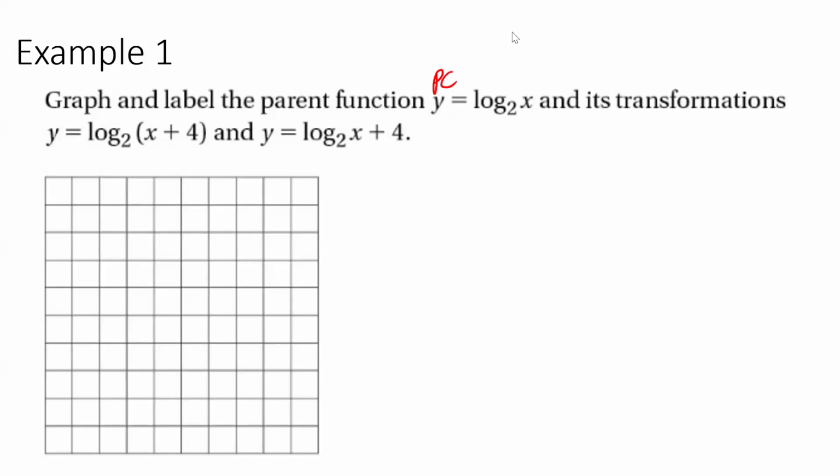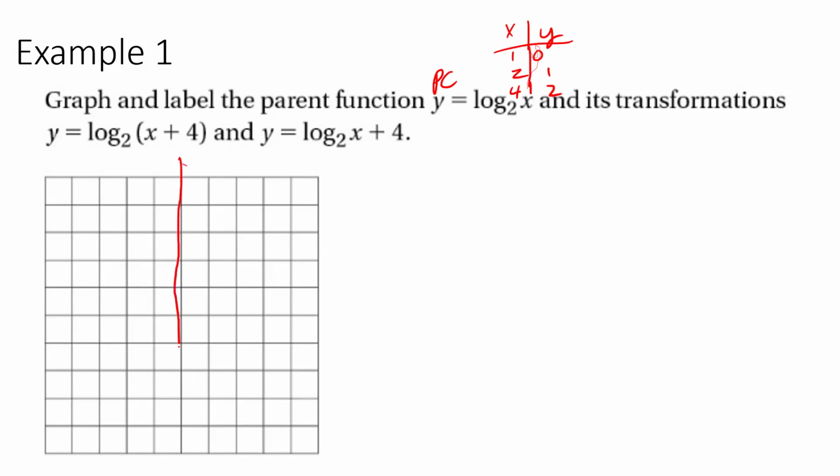Correct? So for our parent function, from our table that we drew in Desmos, we learned that we're at (1, 0), correct? We're at (2, 1), and we had (4, 2). Yes?